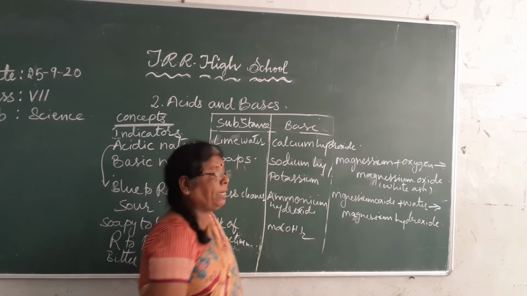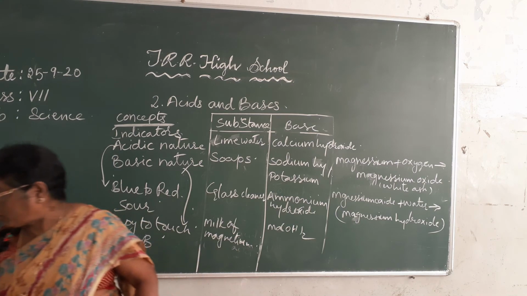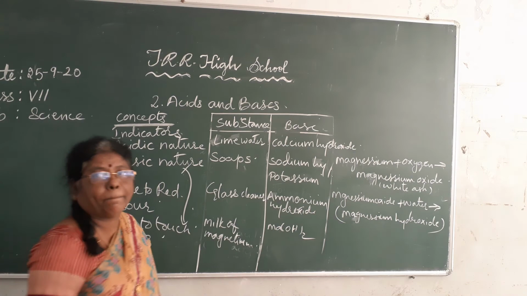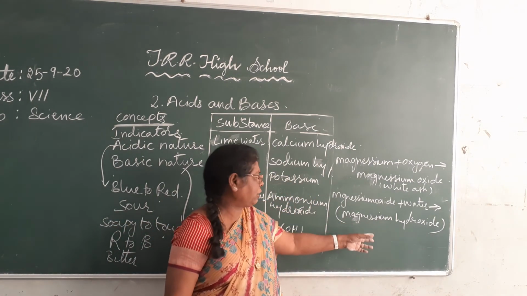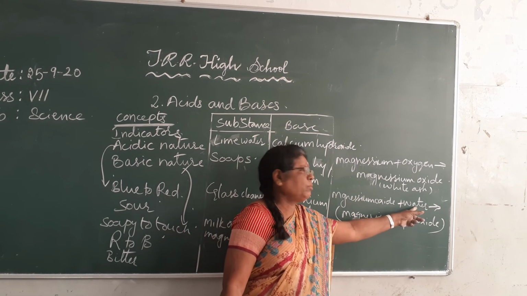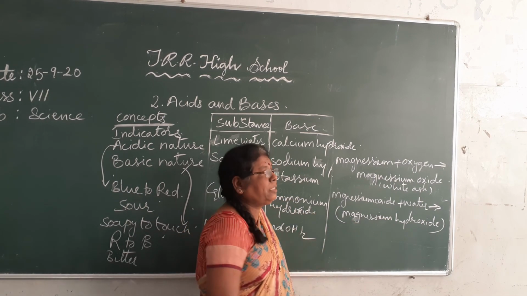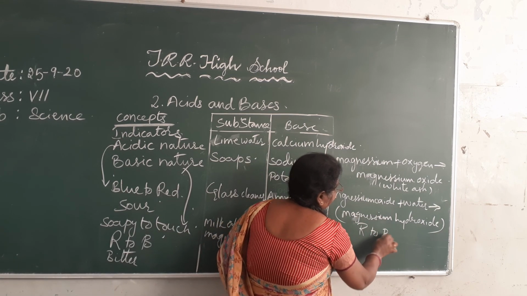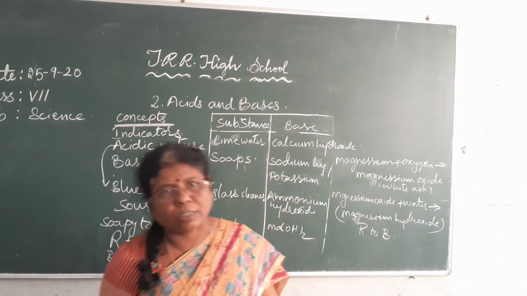Now this magnesium hydroxide which you are getting, whether it is acidic or basic in nature, how will you find out? By using a litmus paper. Take the red litmus paper and just touch it to the magnesium hydroxide solution. The color changes from red to blue. This indicates that magnesium hydroxide is basic in nature.